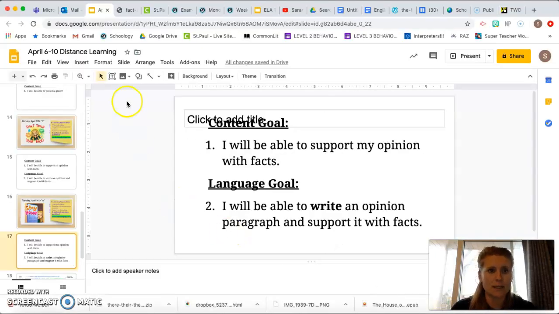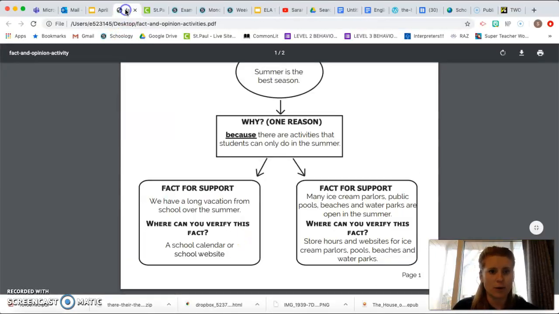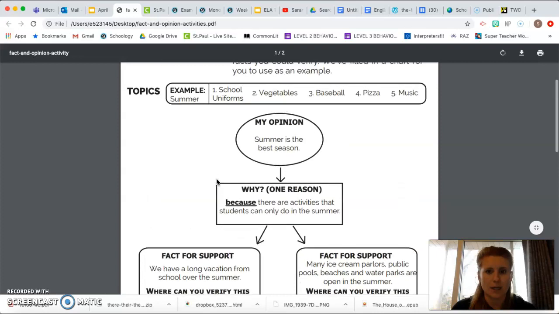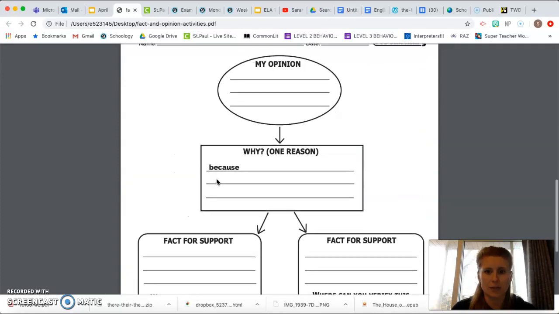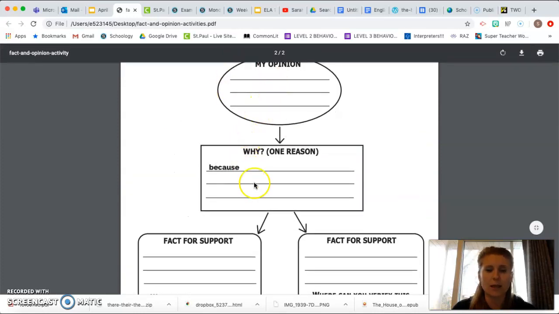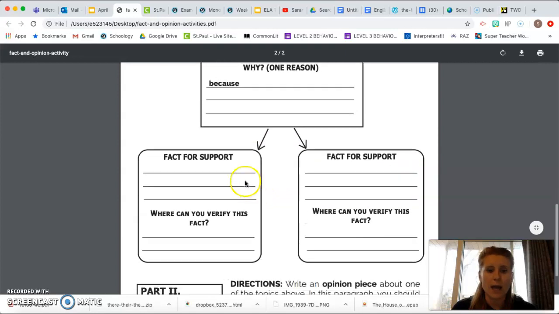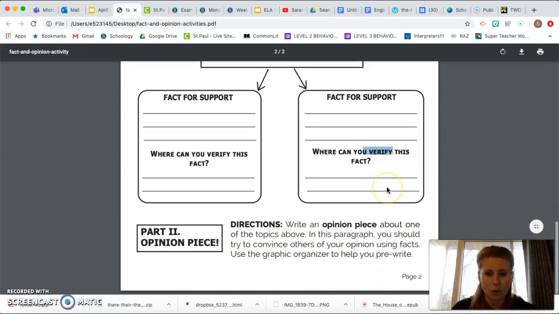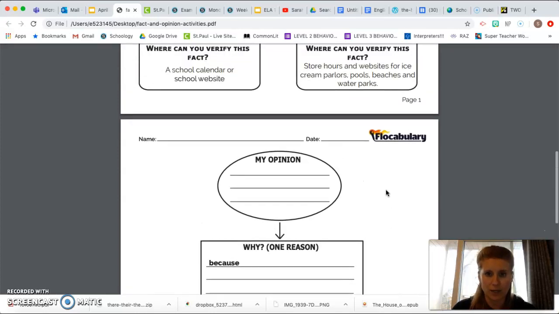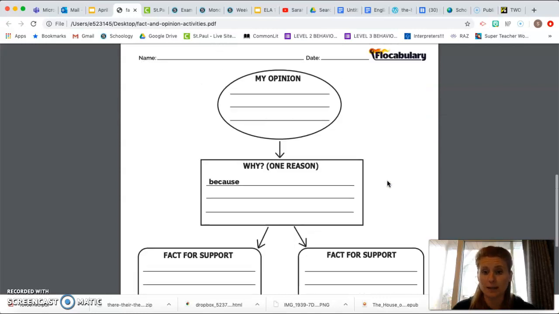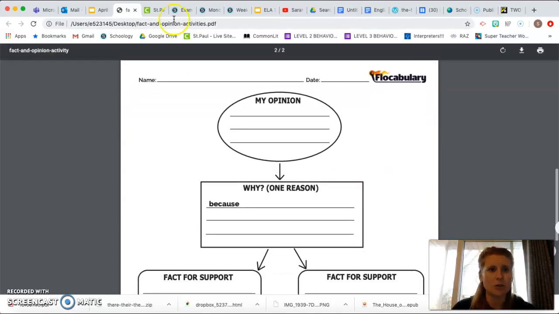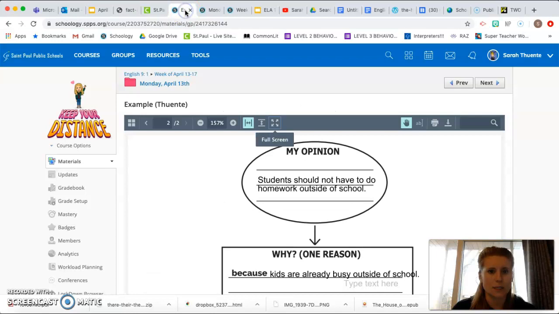So now let's go back to yesterday. Yesterday you had a graphic organizer and it looked like this. Your job was to fill it in. Your opinion, your reason why, and your two facts to support it with some way that you could prove or verify. So hopefully you completed that yesterday. If you did, you're going to need it today to help you with the next step. I'm going to show you mine, which we did yesterday.